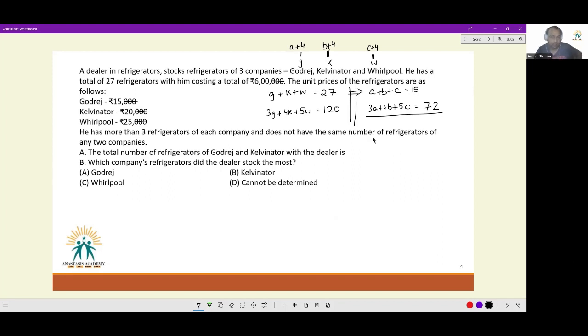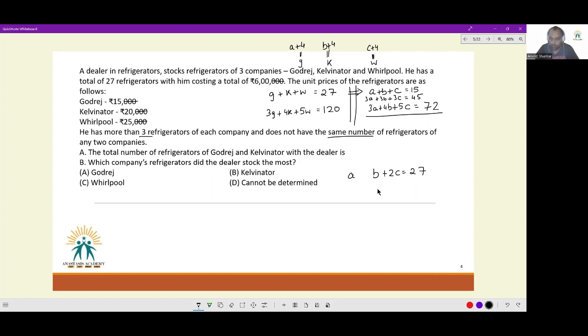This is the set of equations that we are looking to solve. Let's go ahead. First thing we'll do is 3A plus 3B plus 3C is equal to 45. So we'll get B plus 2C is equal to 27. This is the equation that you're solving for. I am free of the constraint more than 3 refrigerators. More than 3 refrigerators, I've already guaranteed. My challenge now is to ensure that the same number of refrigerators of any two companies does not exist.